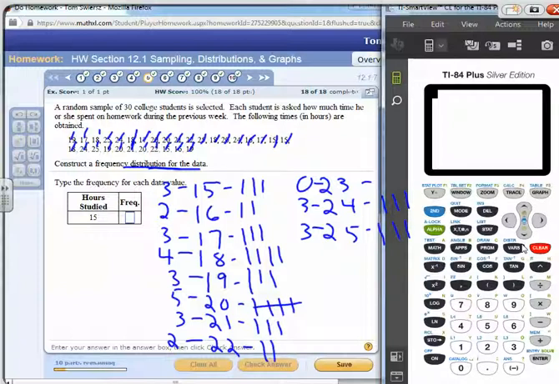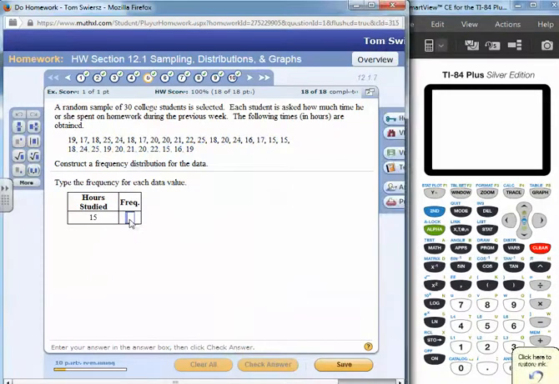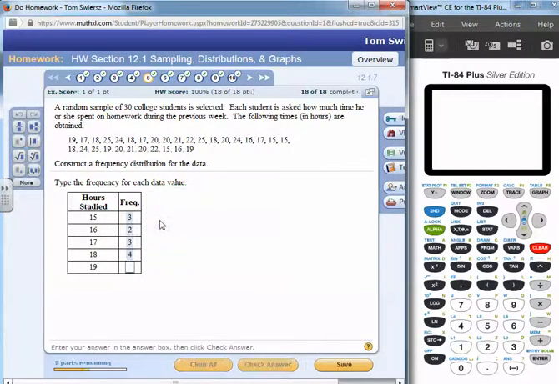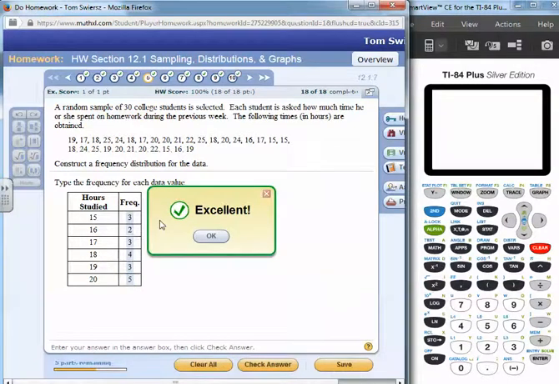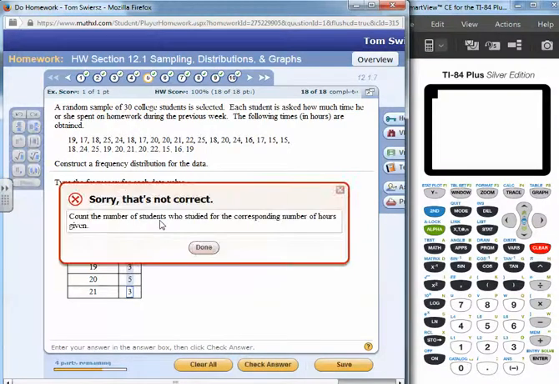Okay, so I think we've got the answers now. Let's go ahead and put them in to make sure we got them correct. All right, 15, there were 3. 16, we said there were 2 scores. 17, 3 scores. 18, 4 scores. 19, 3 scores. 20, 5 scores. 21, 3 scores.